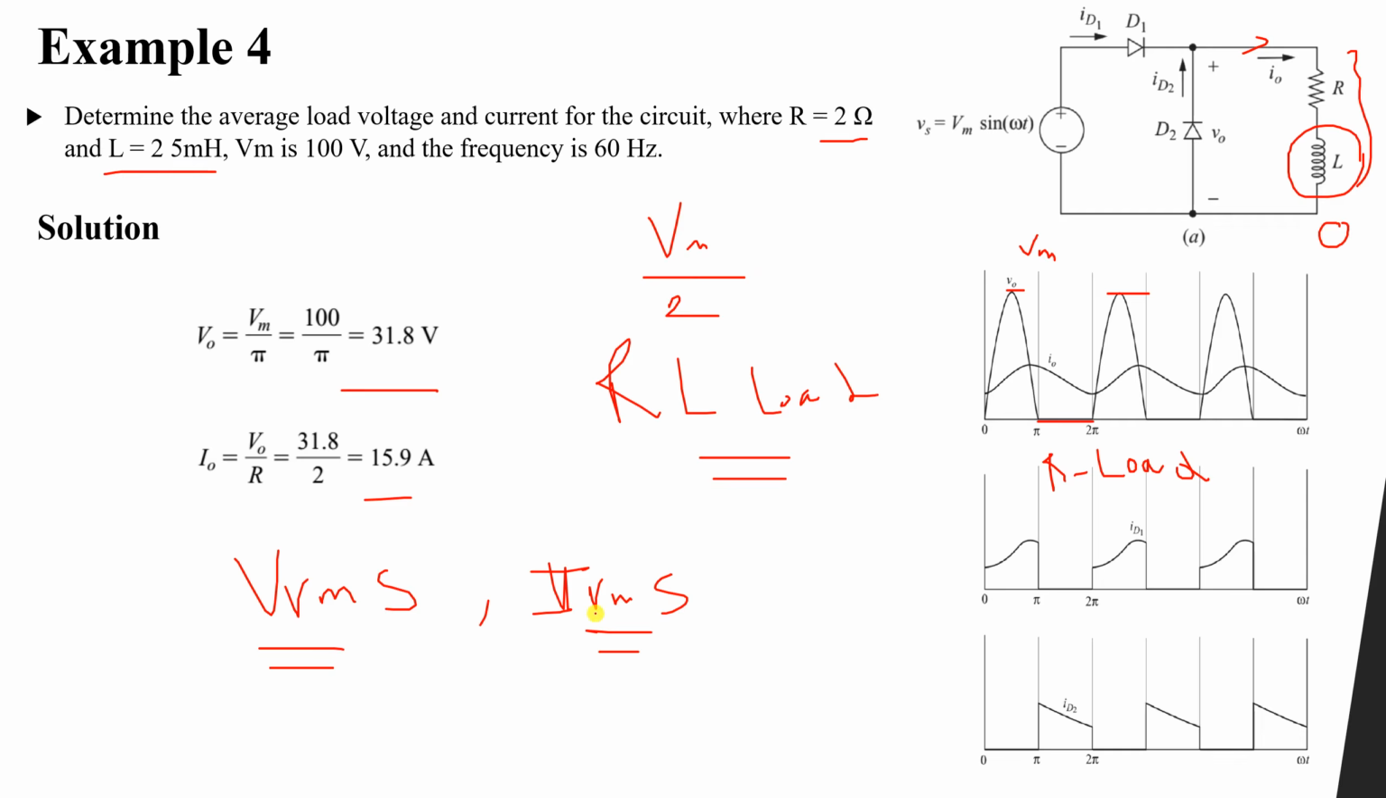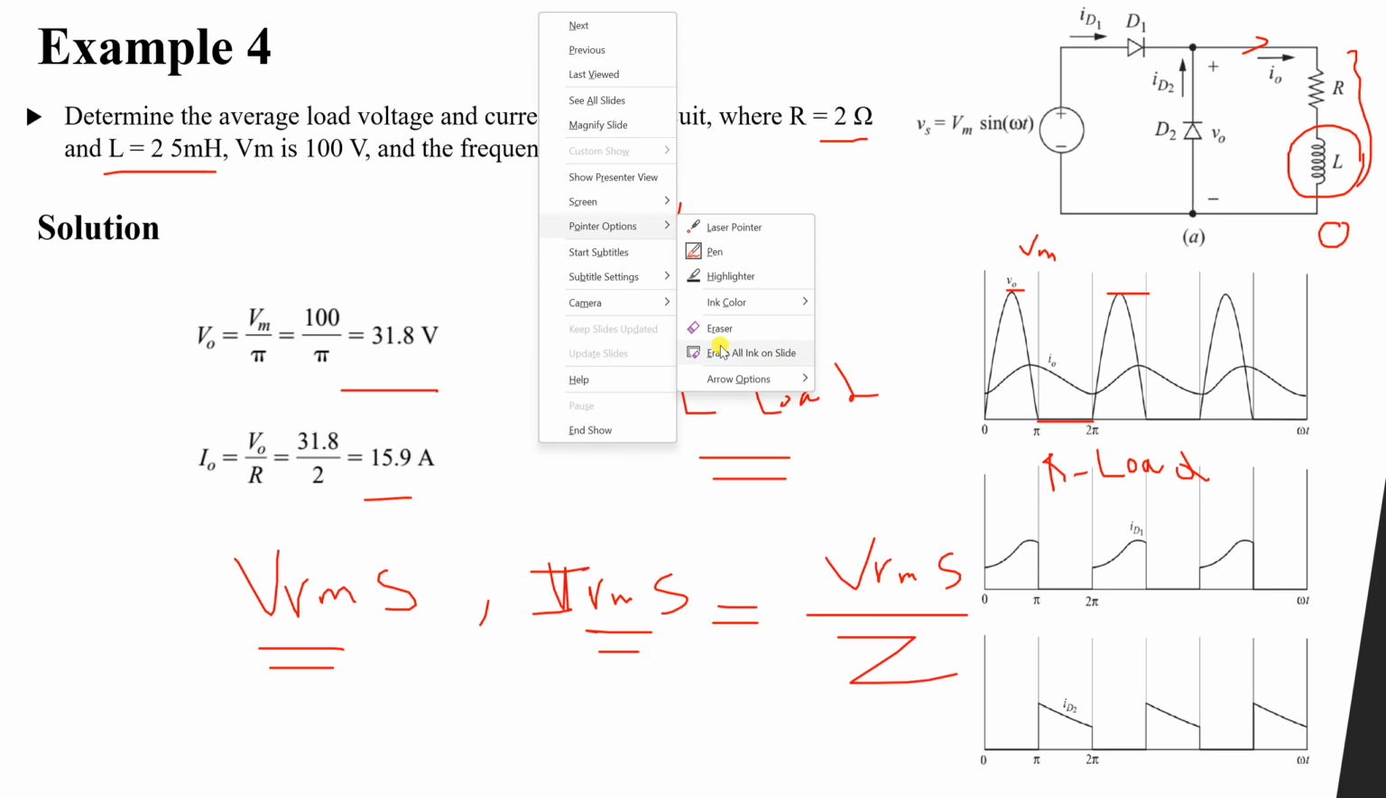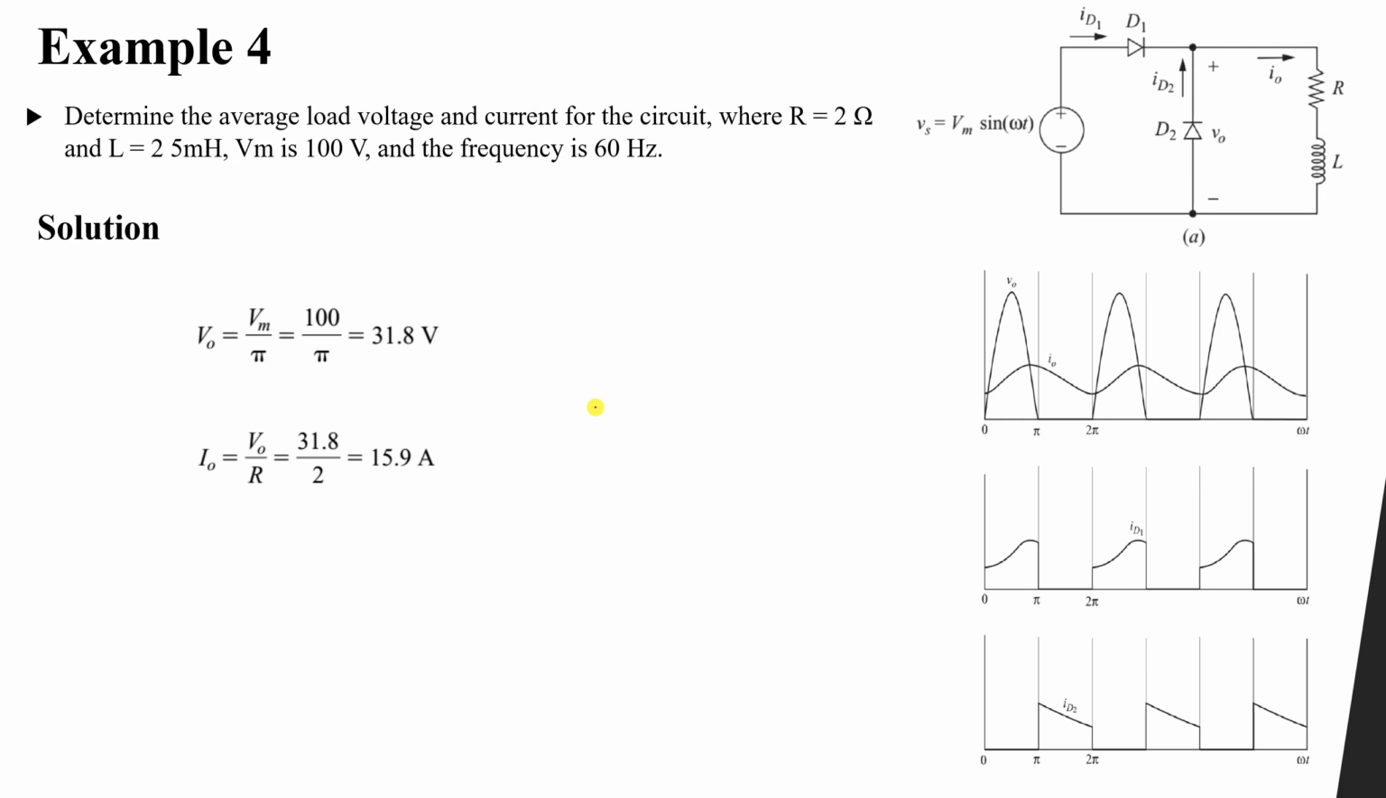However, IRMS will be VRMS divided by Z, the total impedance of the circuit. Or if you would like IRMS, you will have to use the equations which we talked about in the previous lesson about RL load, the large equation which had beta, Vmax over Z, sine omega t minus theta, and so on. So this was a very straightforward example regarding the RL load with a freewheeling diode.